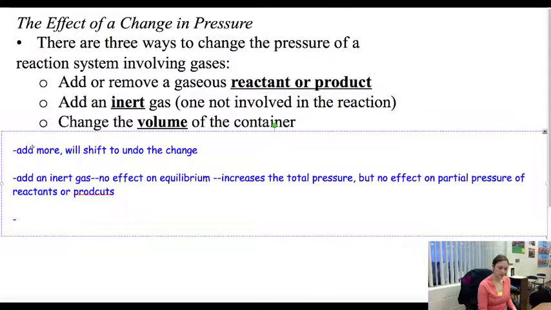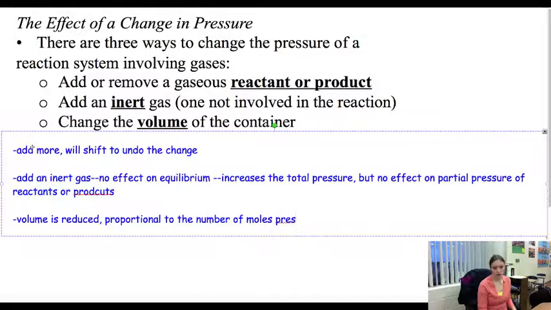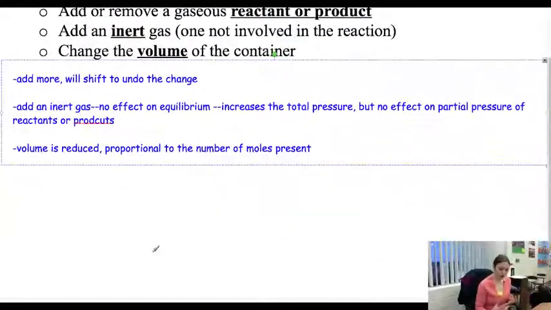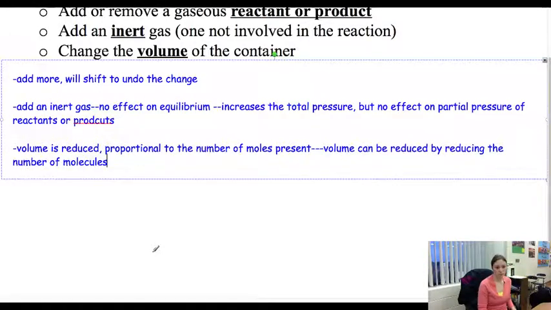Now, if you mess with the volume, okay, if I have my volume reduced, that is also proportional to the number of moles present. We talked about a long time ago that if I'm looking at a reaction, if I have this many liters of something, that is proportional to that many moles of something, if we're talking about the coefficients out in front as to how much can react with each thing, okay? So the volume can be reduced by reducing the number of molecules.